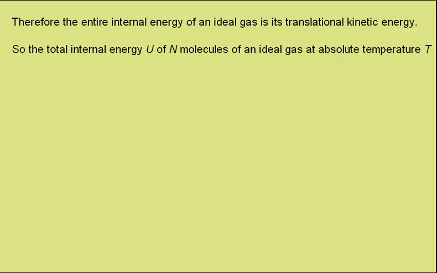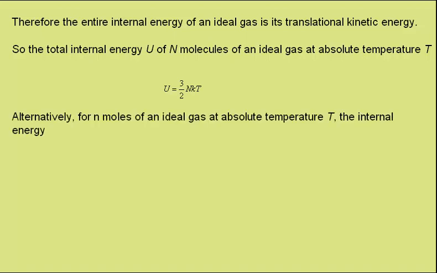So the total internal energy U of n molecules of an ideal gas at an absolute temperature T is given by 3 over 2 nkT, where k is the Boltzmann constant we met previously. Alternatively, if we have little n moles of an ideal gas, again at an absolute temperature T, the internal energy U is now given by 3 over 2 nRT, where R is the molar gas constant, which we also met previously.